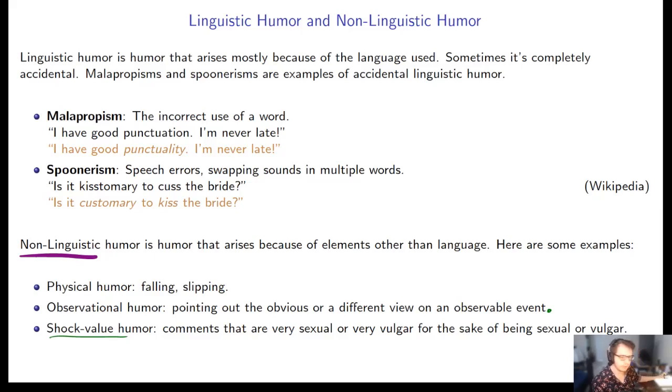So linguistic humor is something that we can look at with language. And there's intentional humor. So this is when we're intentionally trying to make a joke. And there's accidental humor. And in language, a lot of accidental linguistic humor comes from speech errors. And it always depends on the person making the speech errors, whether or not they're going to find it funny too.